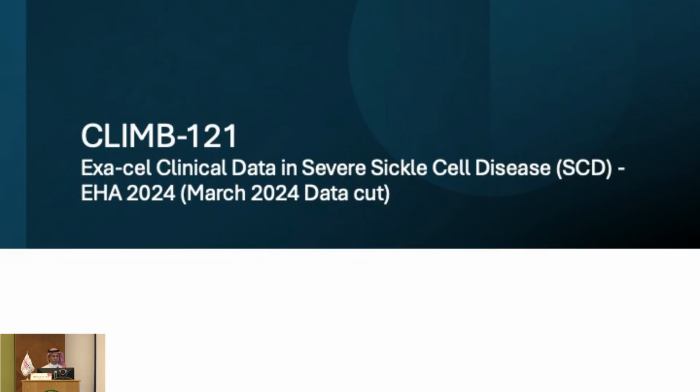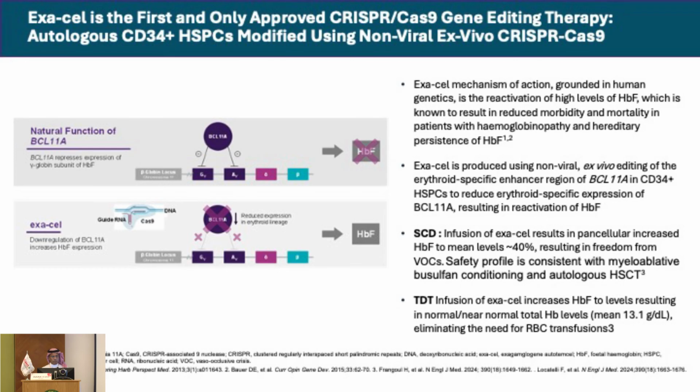Now we come to the update and the CLIMB-121 that was reported last year at EHA. I have explained the idea of the BCL11A. Basically, the function of BCL11A is to suppress the gamma globin, and this is a natural mechanism that happens in utero and early in the first few months of life.